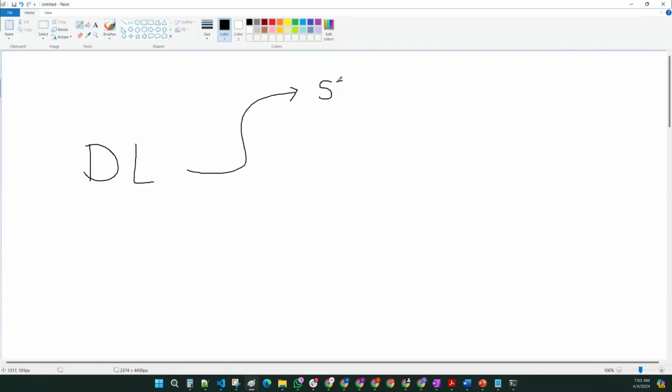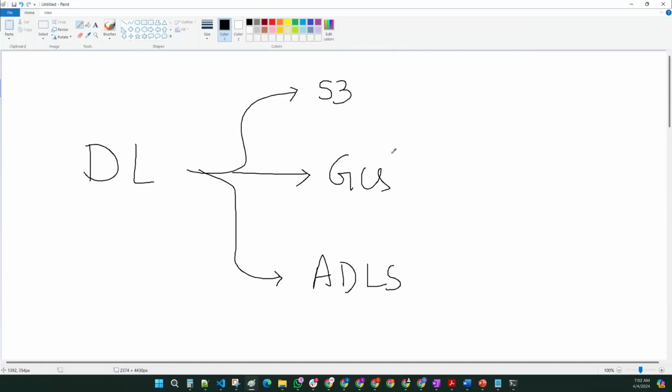Of course, you can call it a data lake. It can be S3, or GCS, or in Azure, you can call it ADLS or Azure Blob Storage. In Google Cloud Platform, we call it GCS. So that is what it is. Here also we will have the roles and policies assigned, of course.